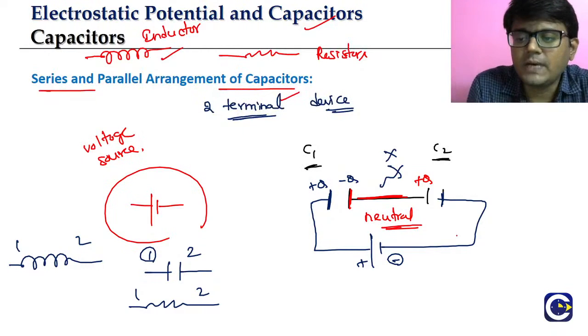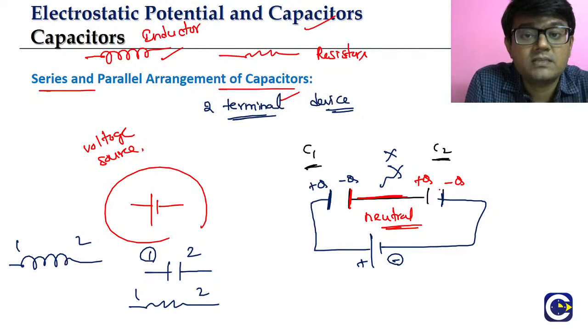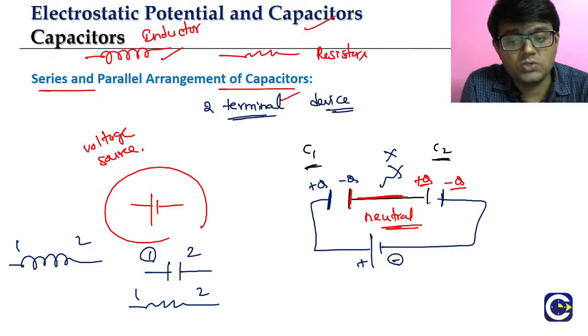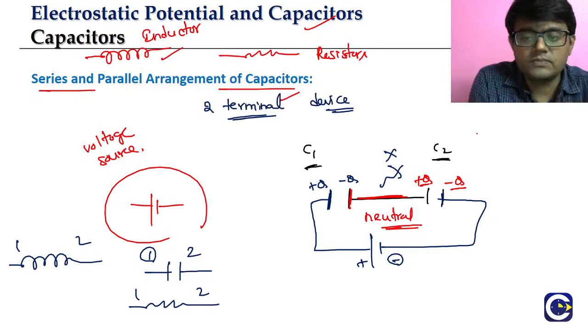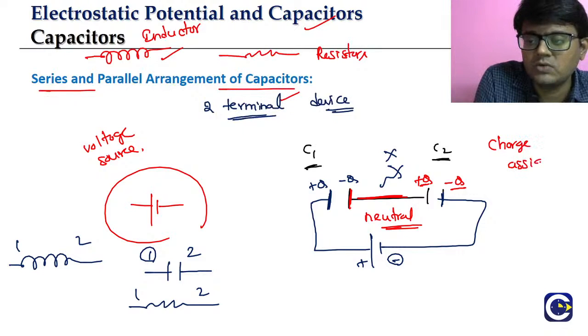Okay, so from the negative terminal of that voltage source, there will be negative charge, because capacitor plates should have equal and opposite charge. So this plate is having plus Q, which means the other plate will have what? Minus Q. Okay? So this way of assigning is what we generally call the charge assigning approach.